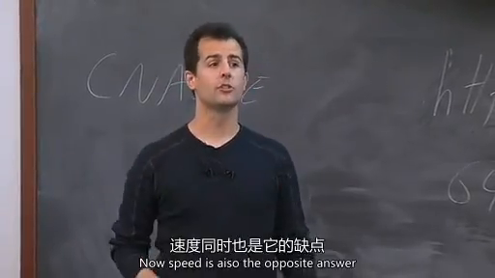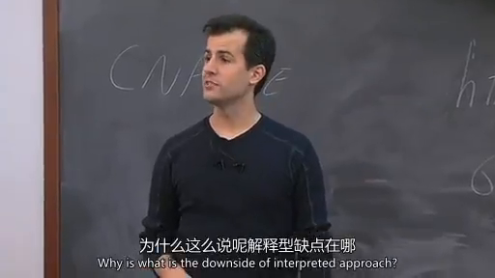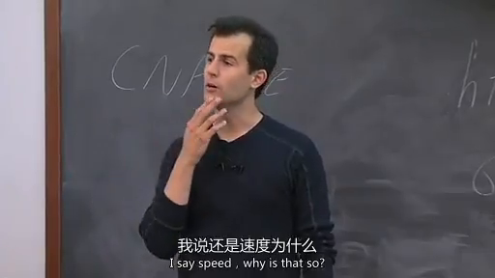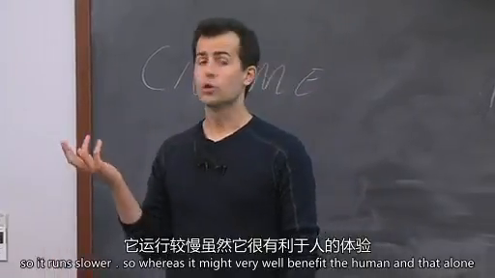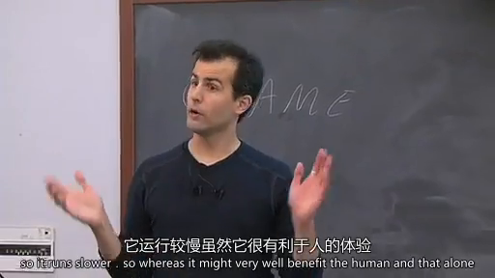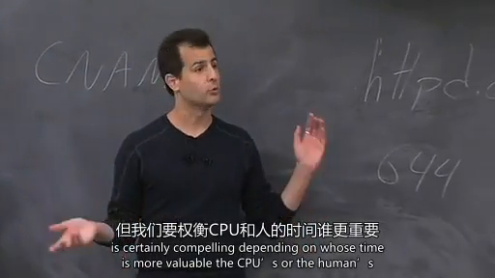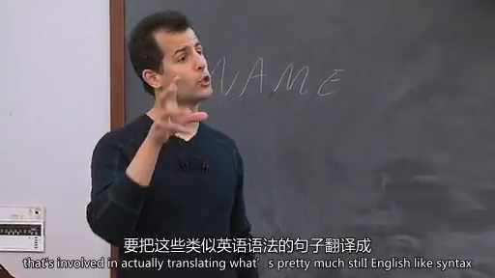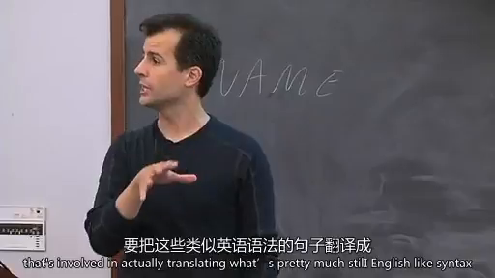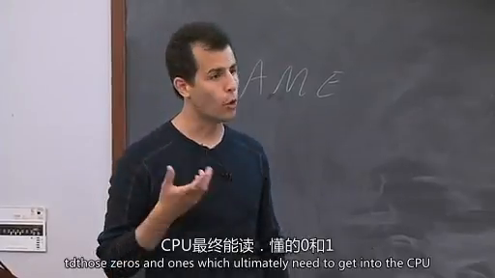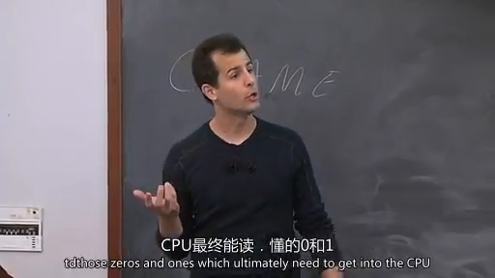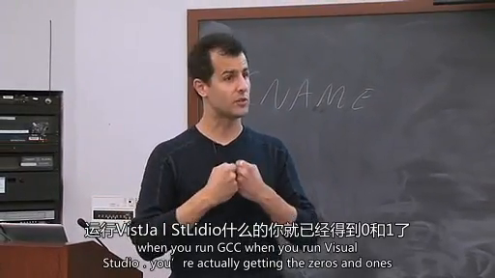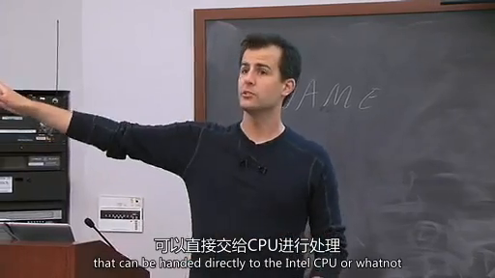Now, speed is also the opposite answer. What's a downside of an interpreted approach? I say speed. Why is that, though? So it runs slower, whereas it might very well benefit the human, and that alone is certainly compelling depending on whose time's more valuable, the CPU's or the human's, there's this cost that's involved in actually translating what's pretty much still English-like syntax to those zeros and ones, which ultimately need to get fed into the CPU. Whereas with compilation, when you run GCC, when you run Visual Studio, you're actually getting the zeros and ones that can be handed directly to the Intel CPU or whatnot.